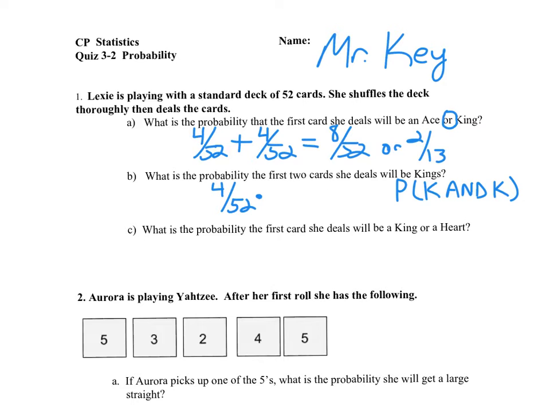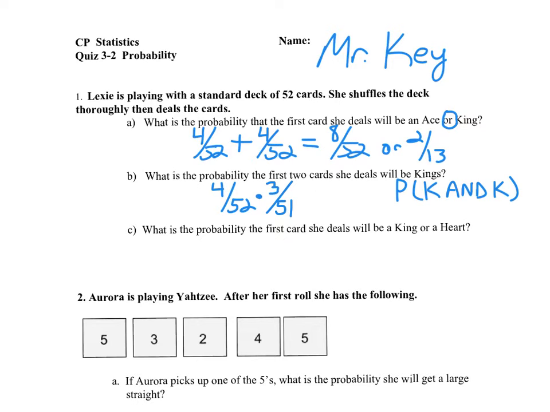So 2 things are happening. We have 1 less king, so we only have 3 kings for the next draw, and we actually have 1 less card in the deck. So the probability of getting a second king, given that you've already drawn 1 king, is 3 out of 51. So there's a lot to think about on this one.